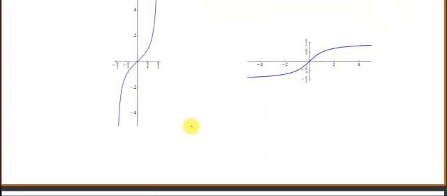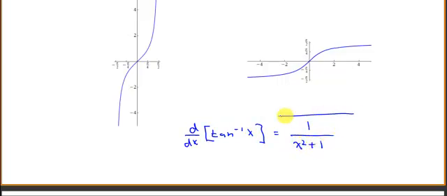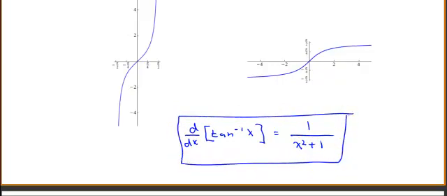So we have then that the derivative with respect to x of tan inverse of x is equal to 1 over x squared plus 1. A list of all 6 of these inverse trig functions can be found in your textbook.